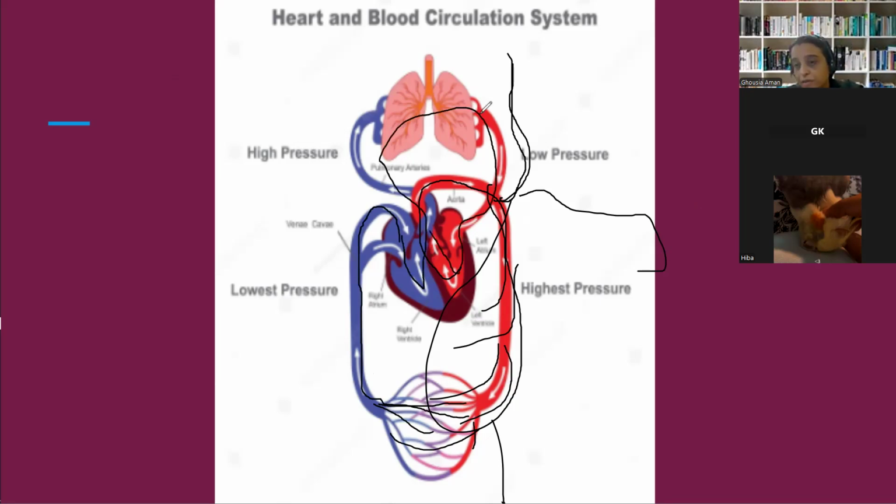So the heart is pumping the blood. Actually, the blood is passing through the heart twice. One from heart to the lungs and then back to the heart. Then from heart to the whole body.